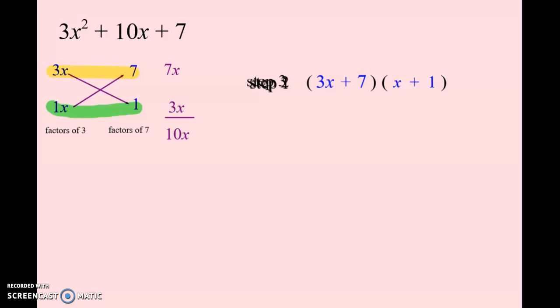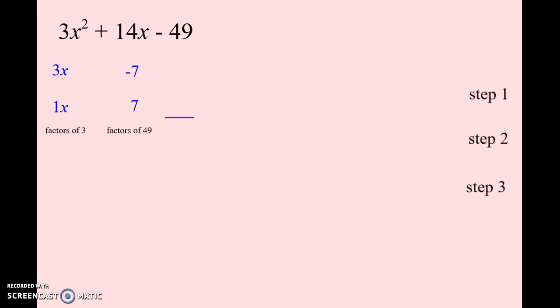We're going to try another one. 3x times 1x gives me the 3x squared. And you'll see that I already put down a -7 and a +7 as my two possibilities for factors of 49. The reason I chose those was 49 is a huge number.